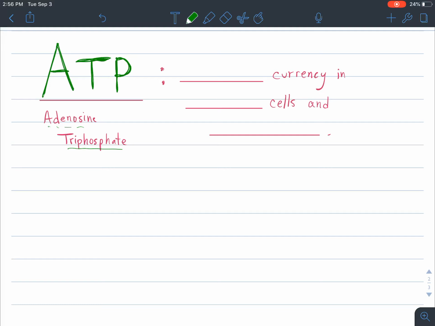Anyway, ATP is the energy currency in animal cells and organisms. So whether we're talking about the whole organism or just the cells, ATP is that energy currency. It's what we use in order to get the energy inside of our cells.